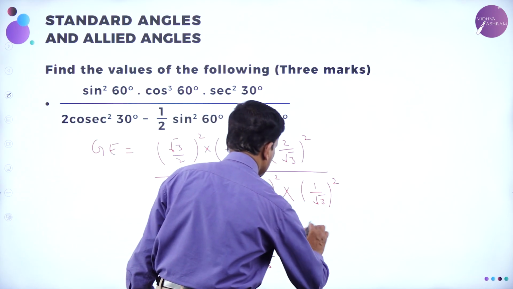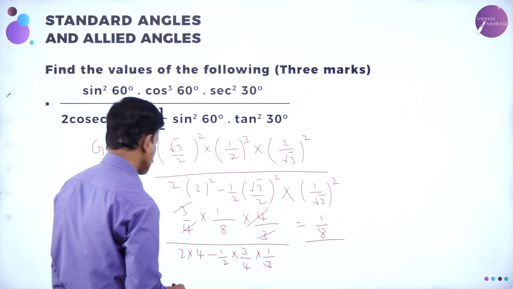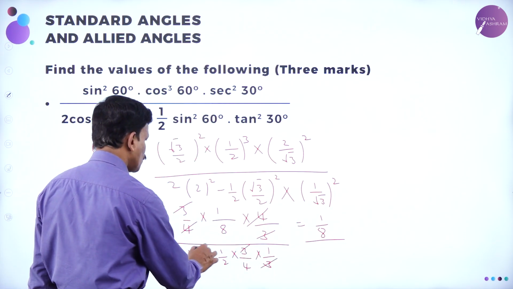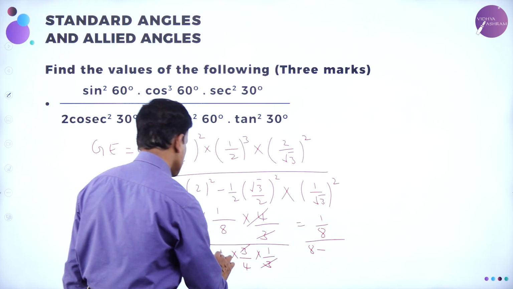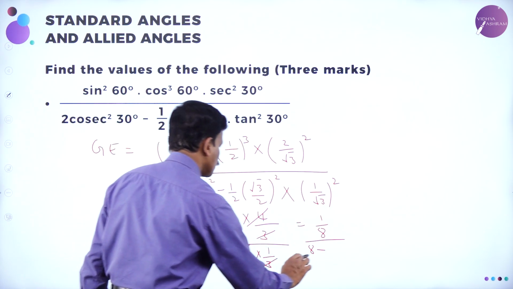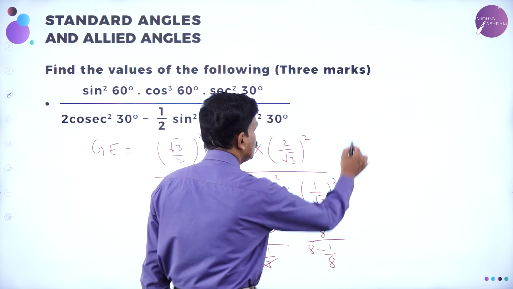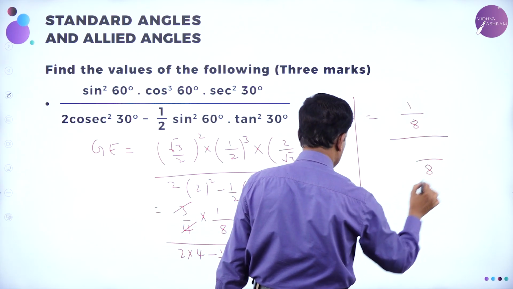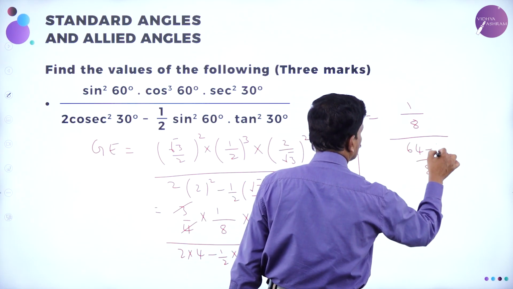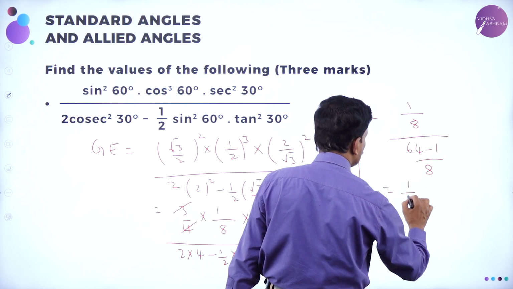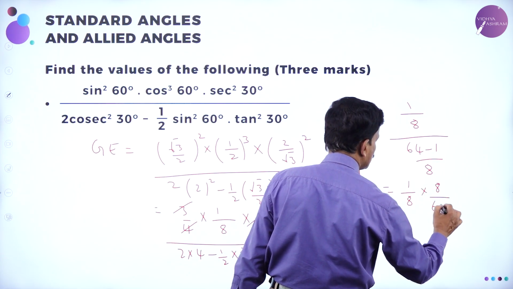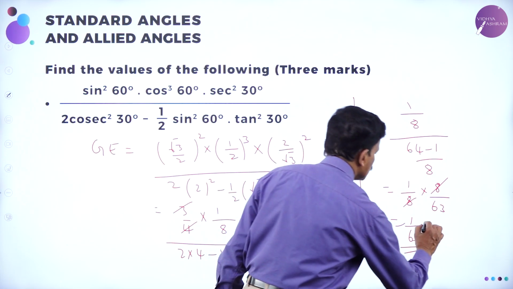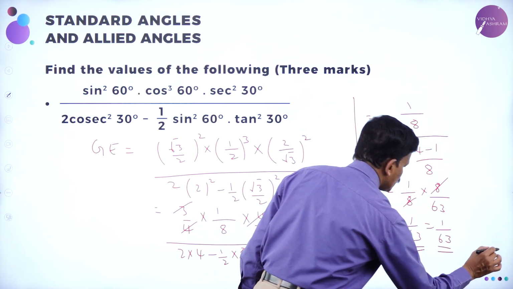What is left over here is 1 over 8 in the numerator, divided by, in the denominator, 3 and 3 get cancelled, 4 twos are 8, minus 1 into 1 is 1, divided by 2 fours are 8, 1 by 8. Take LCM and simplify. This is 1 over 8, in the denominator 8 is the LCM, 8 eights are 64 minus 1. So 1 over 8 into 8 divided by 63. This 8 and 8 get cancelled, 1 by 63. The required answer is 1 by 60.